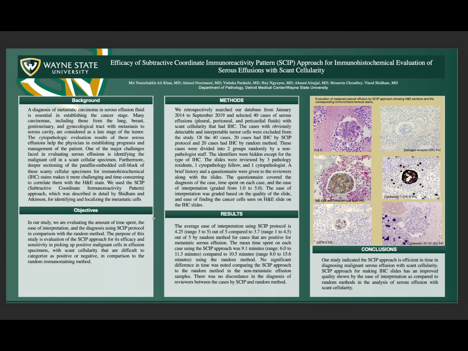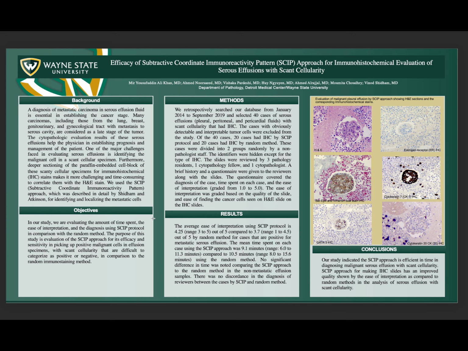The questionnaire covered the diagnosis of the case, time spent on each case, and the ease of interpretation that was graded from 1.0 to 5.0. The ease of interpretation was graded based on the quality of the slide and the ease of finding the cancer cells that are seen on H&E slides to see on the immunohistochemical slides. We found out that the average ease of interpretation using SCIP protocol is 4.25, ranging from 3 to 5 out of 5 compared to 3.7, ranging from 1 to 4.5 out of 5 by random methods for cases that are positive for metastatic serous effusions.